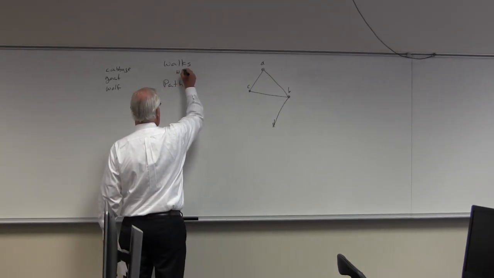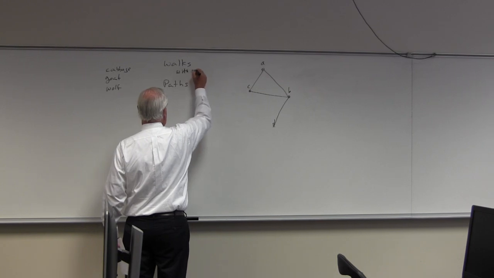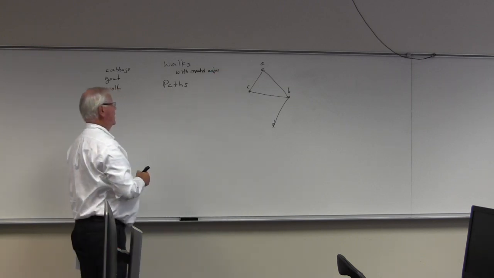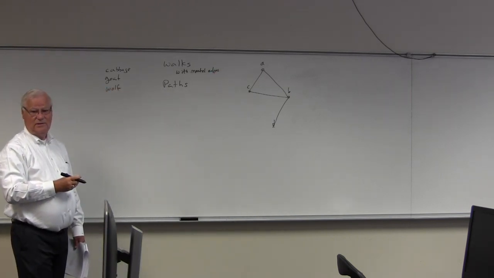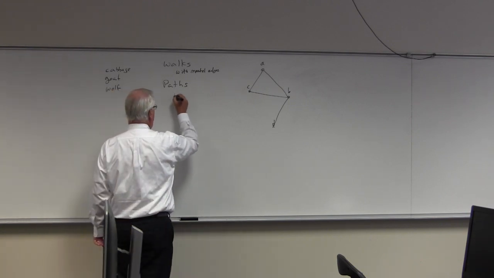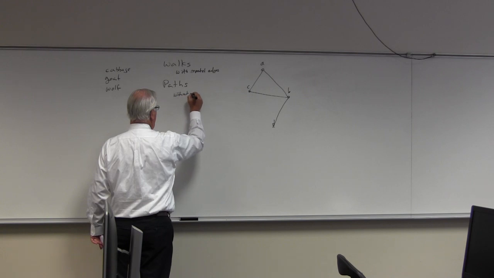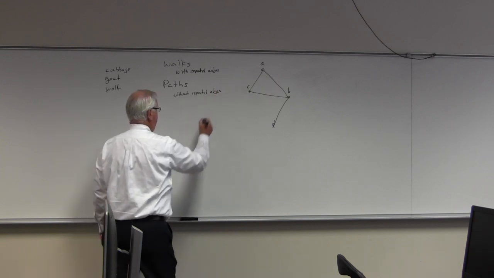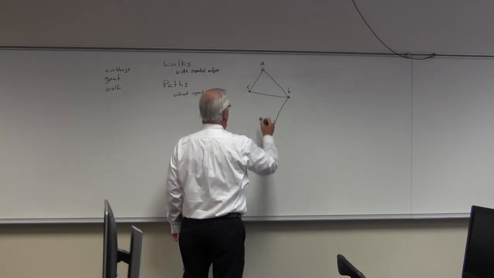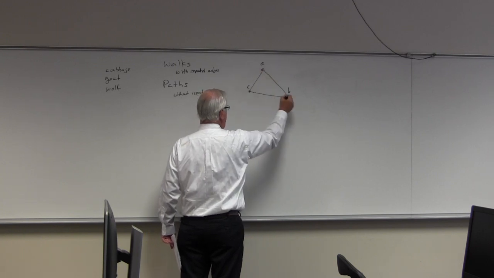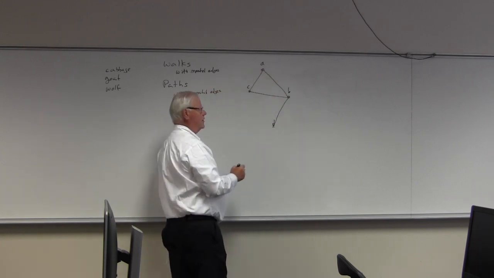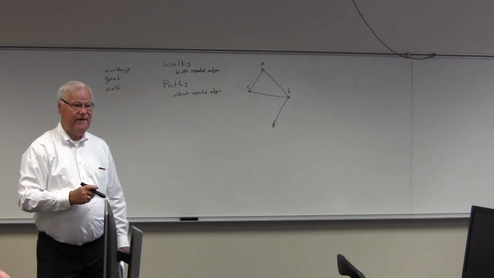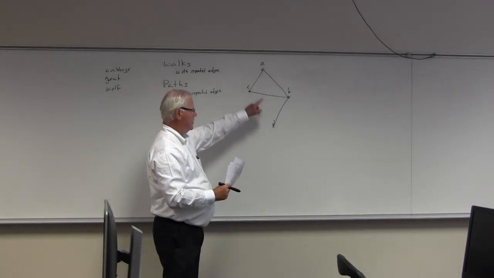So a walk is with repeated edges. So what do you think a path is? A path is without repeated edges. So, for paths, I'd have A, C, B, D, that would be one path, and I would have A, B, D would be another path. And there are two paths. So we say there are two paths between A and D.